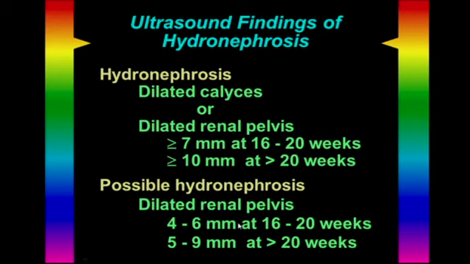We diagnose hydronephrosis when we see dilated calyces in the fetal kidney, or when the fetal renal pelvis measures 7 millimeters or more from 16 to 20 weeks, or 10 millimeters or more after 20 weeks. But there are some fetuses who have mildly dilated renal pelvises that might or might not have problems after birth. And we do want to identify these in utero so that they can be properly assessed after birth. And we identify these by our reports saying possible hydronephrosis when the renal pelvis measures 4 to 6 millimeters from 16 to 20 weeks, or 5 to 9 millimeters after 20 weeks gestation.